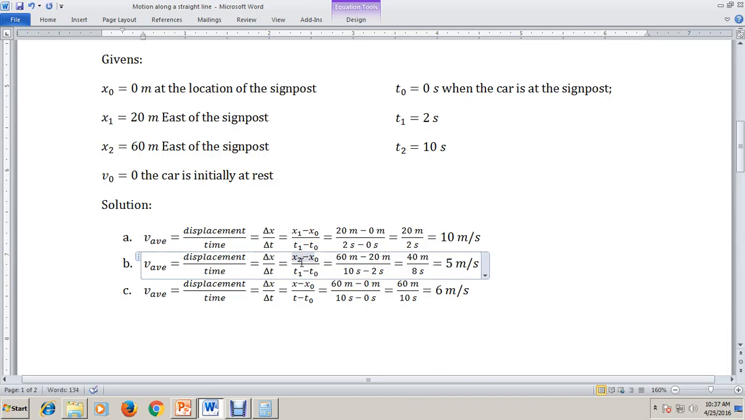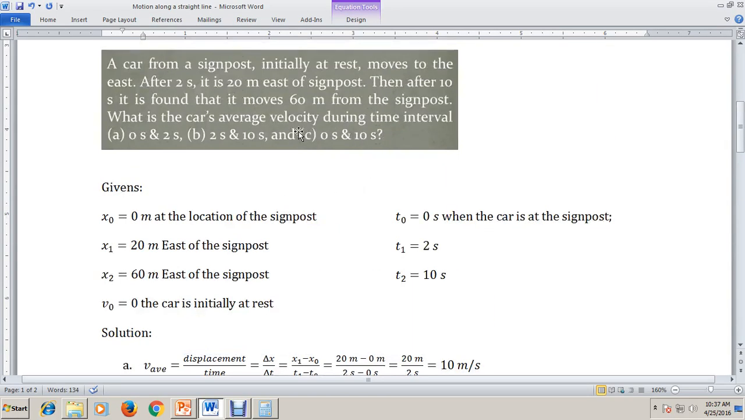Okay, so x sub 2 minus x sub 1 over t sub 2 minus t sub 1. So that is our givens. Correspondingly, we have the following: 60 minus 20 over 10 minus 2 gives us 40 divided by 8 seconds, so that gives us 5 meter per second.